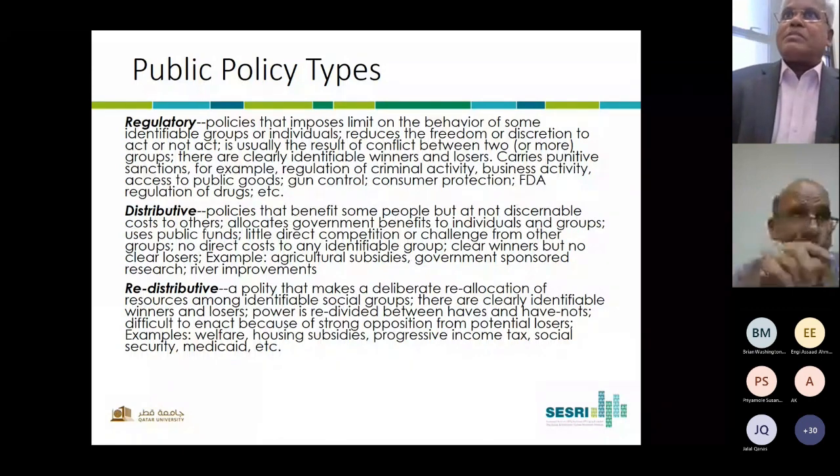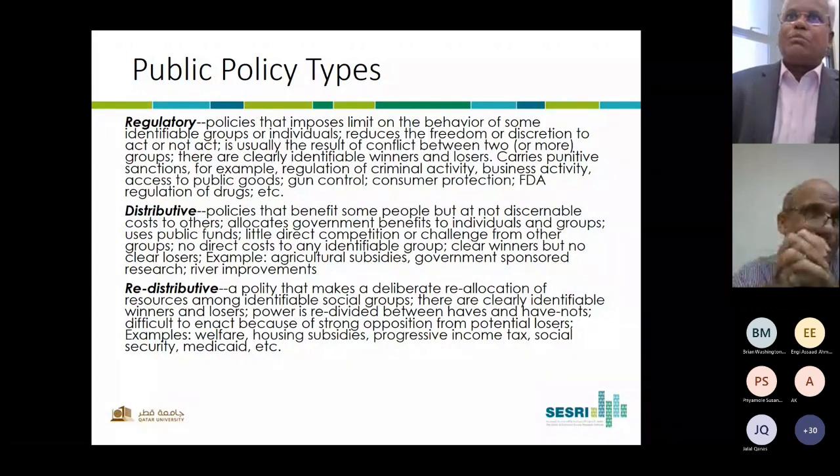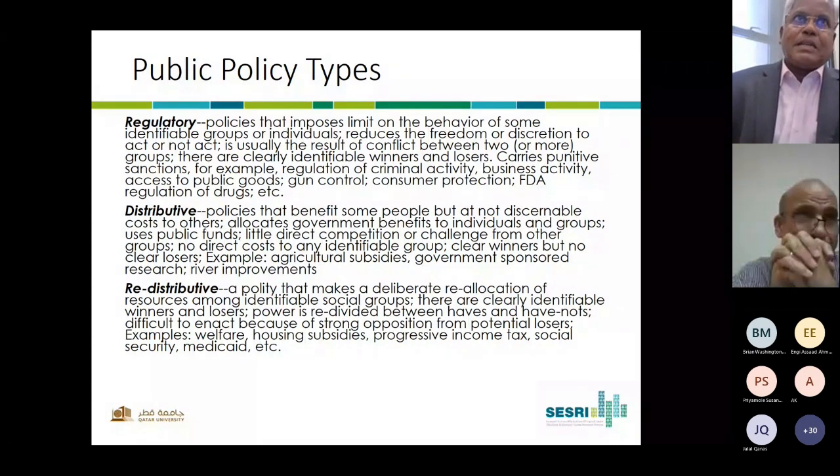So regulatory policy carries punitive sanctions and punitive measures, for example, regulation of criminal activity, business activity, access to public goods, gun control, consumer protection, food regulation, drug regulation, etc. These are regulatory policy types, regulatory policy actions and measures.